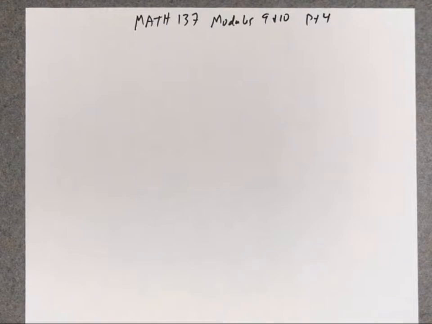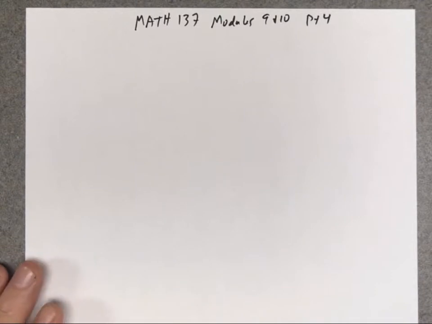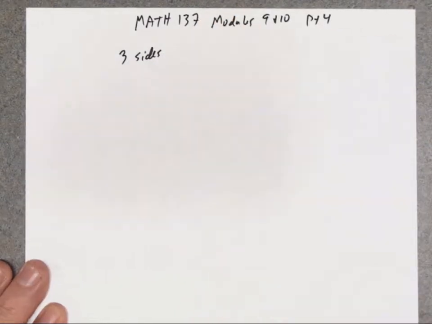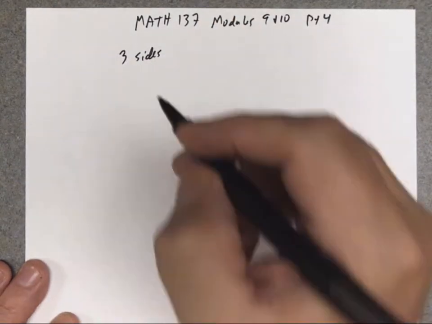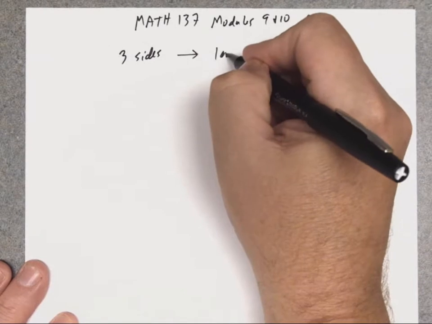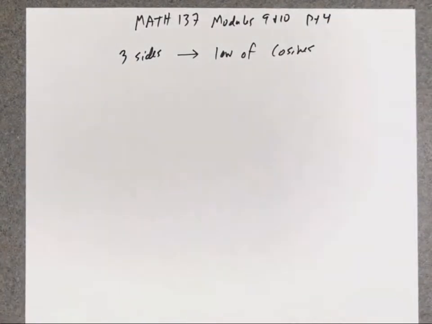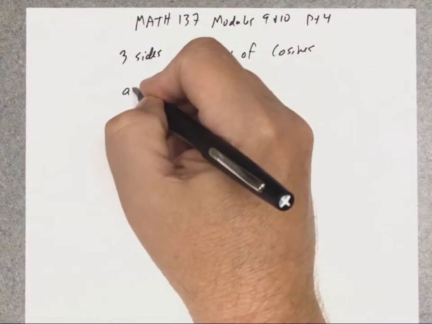Now, on the flip side, if you have two sides and one angle non-matching, then the first step is to use law of cosines. And then after you use law of cosines, you have a choice whether you want to finish out with law of sines or law of cosines. So there's only one kind of triangle left. That's three sides. Three sides is very simple. You have no choice. You have to use law of cosines. So let's just do one quick example.